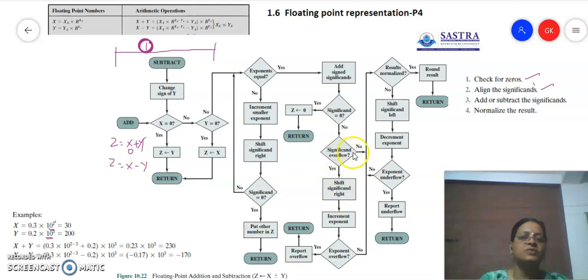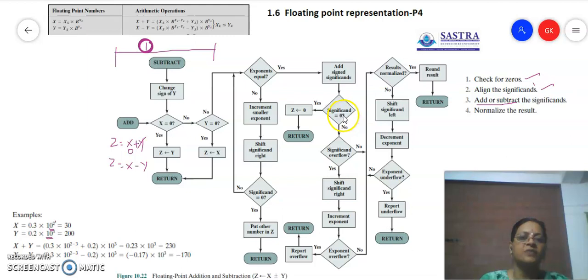Okay, if there is no overflow, then what should you do? Add or subtract the significant. The third step is add or subtract the significant. So we add the signed significant, then check for result 0. If it is 0, we have to skip the normalization step, because a 0 number cannot be normalized. So directly you take this path and then return.